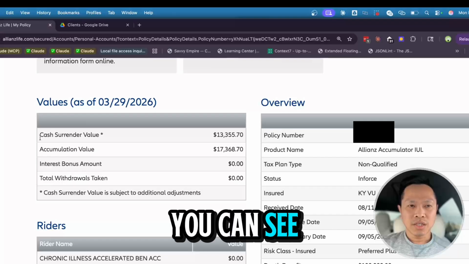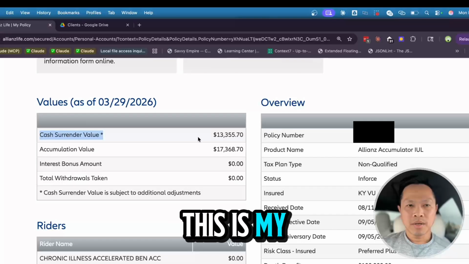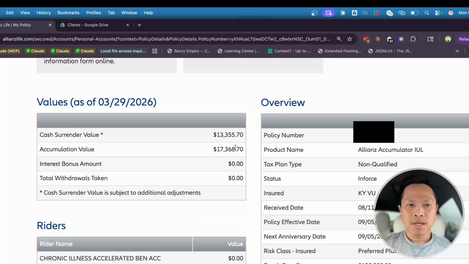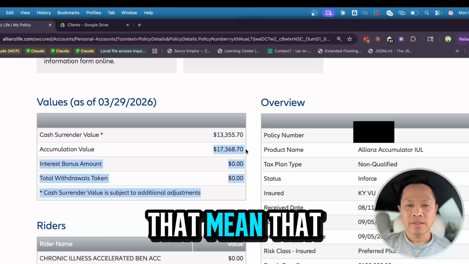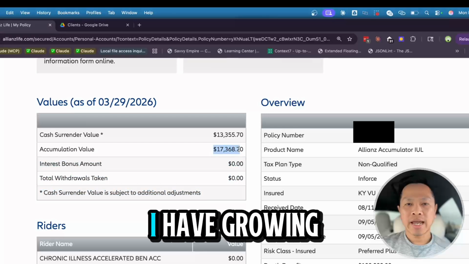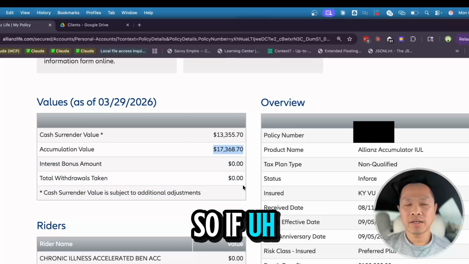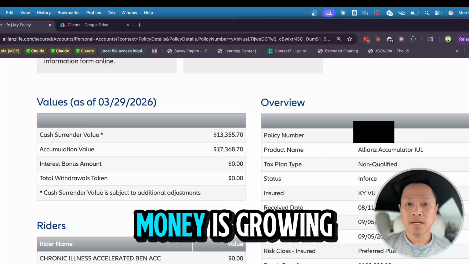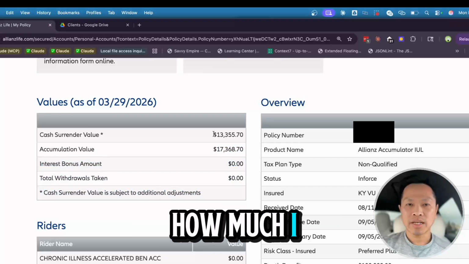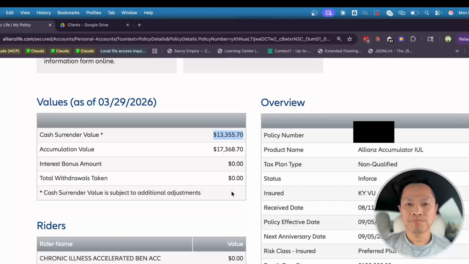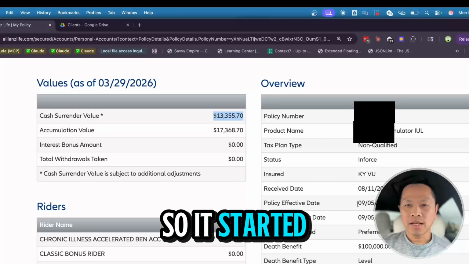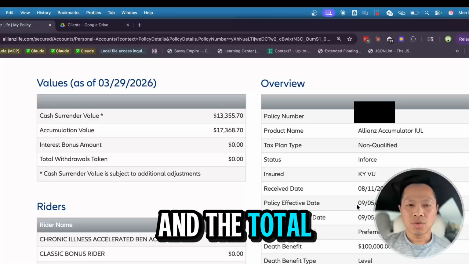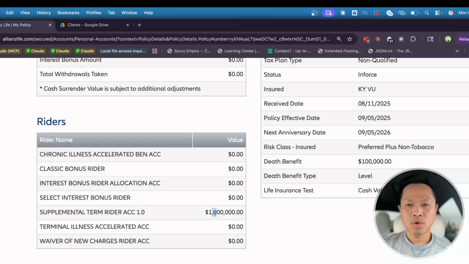So here you can see this is what I have available for me to borrow now, the cash value. This is the accumulated value. That means that is how much I have growing for me. So if the stock market index grows, that's how much money is growing with the index, and this is how much I have access to borrow against. So it started on September 5th last year, and the total combined benefit is 1.1 million.